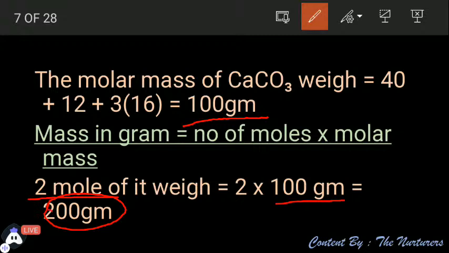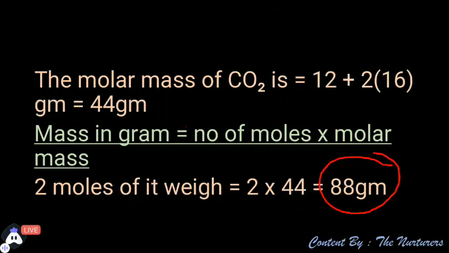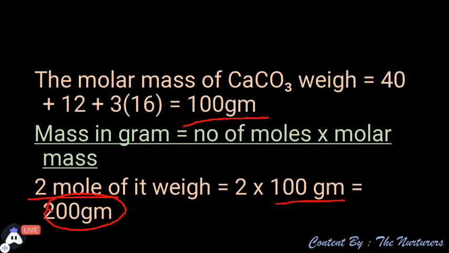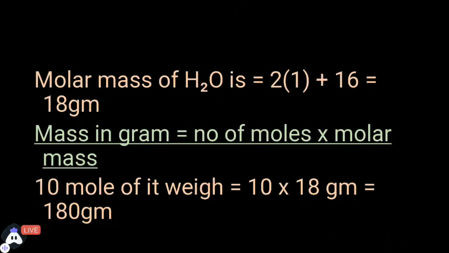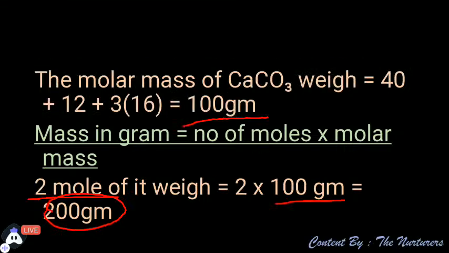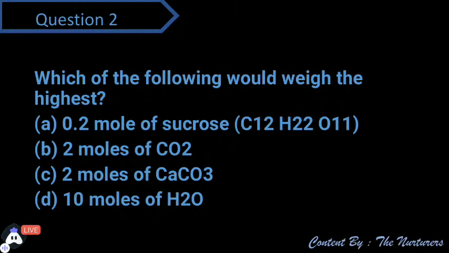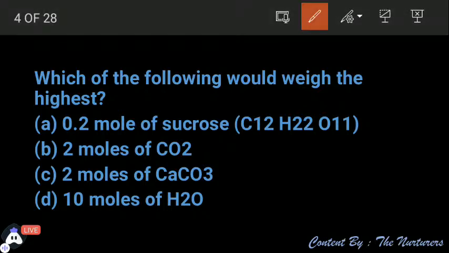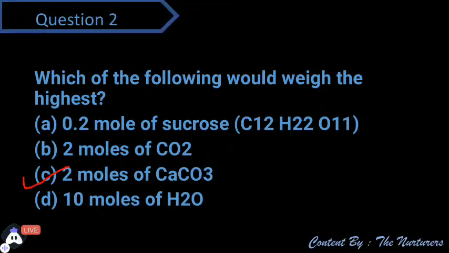So the first one was giving us 68.4 gram. And the second one was giving us 88 gram. The third one weighed 200 gram. And the fourth, if we calculate in the same manner, is weighing 180 gram. So of the four options, which one weighs the highest? We discussed how to solve them, and the one which weighs the highest is 2 moles of calcium carbonate. This is an important question. You can learn how to calculate the weight of 0.2 mole of sucrose or 2 moles of carbon dioxide, or any such question.